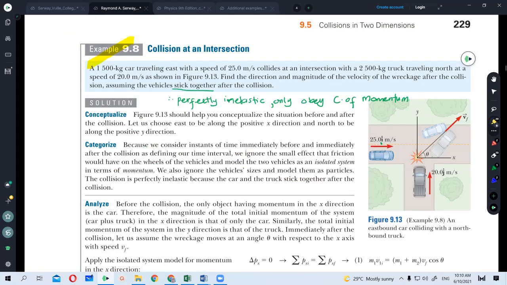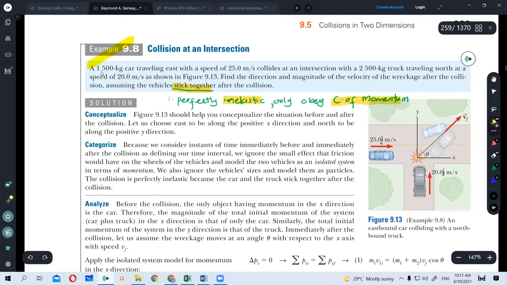Example 9.8, collision at an intersection. What to expect of this example is that the situation is perfectly inelastic. Hence, our calculation would purely come from conservation of momentum. How do we know? Because the description of the situation says it sticks together after the collision.